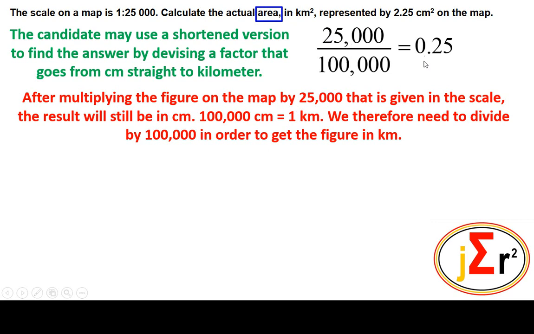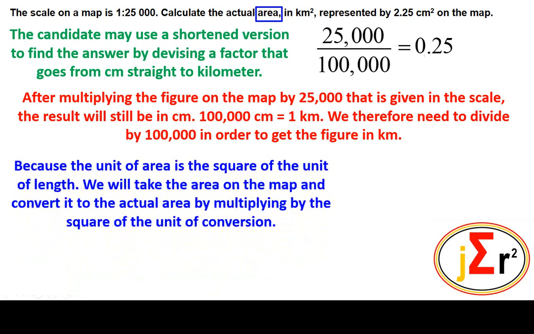Now we are highlighting area. Why do we highlight area? Because the unit of area is the square of the unit of length. We will take the area on the map and convert it to the actual area by multiplying by the square of the unit of conversion. So when we are converting and we have a conversion factor that is used to convert length, in order for us to use it to convert area, we will have to multiply by the square of that conversion factor. And we will do that right there.